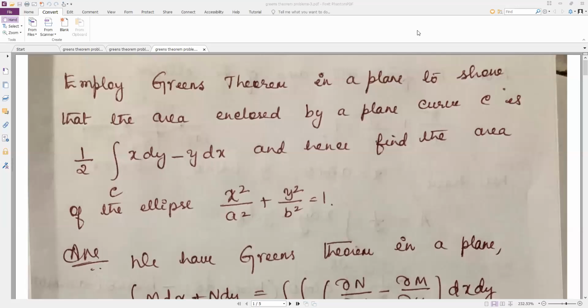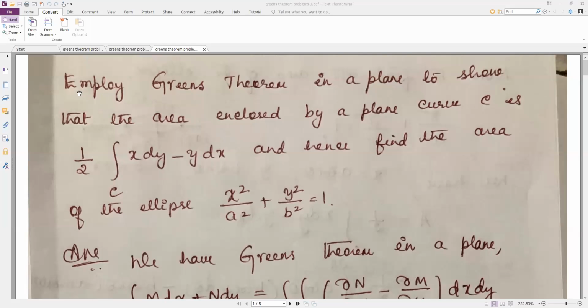So let me continue with Green's theorem. In the last two recordings, we have seen the important problems under Green's theorem. Now in this recording, we will see how we can find the area enclosed by any plane curve using Green's theorem. So it is a very important topic. So let me continue now.